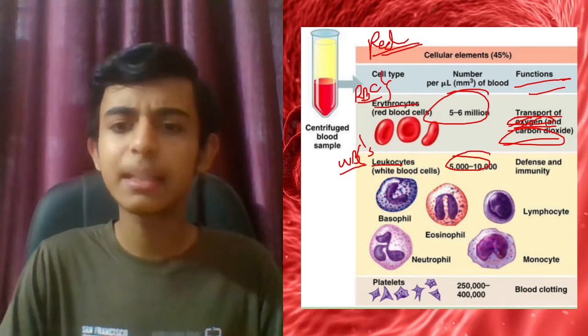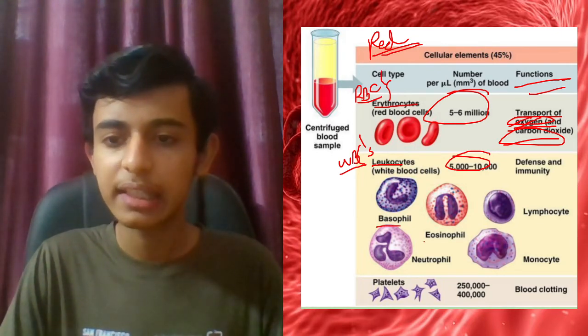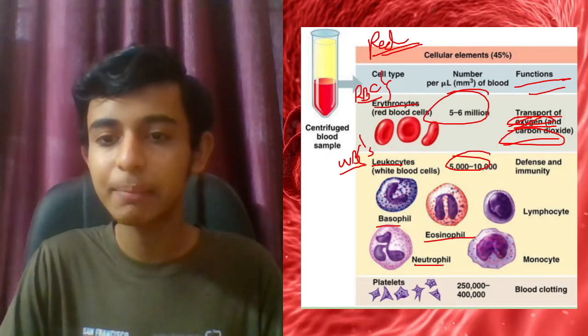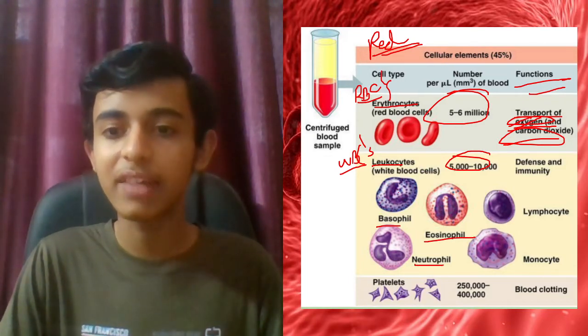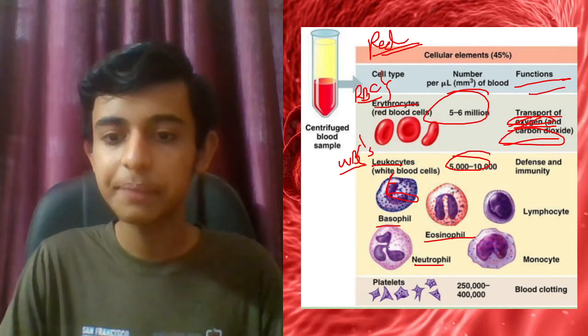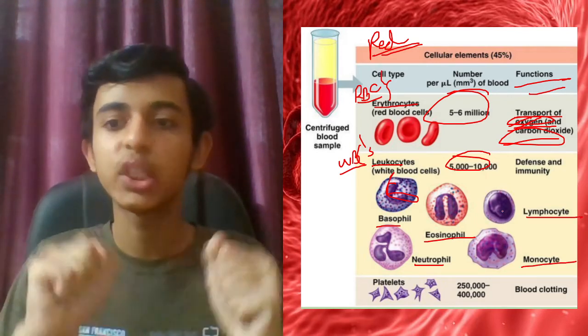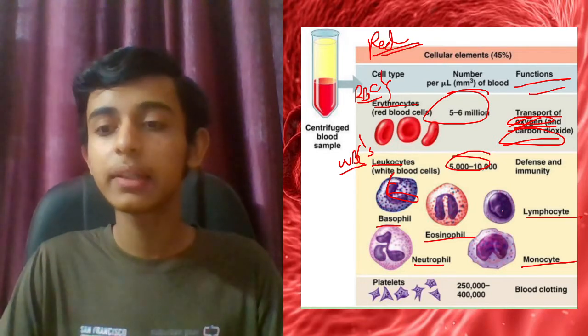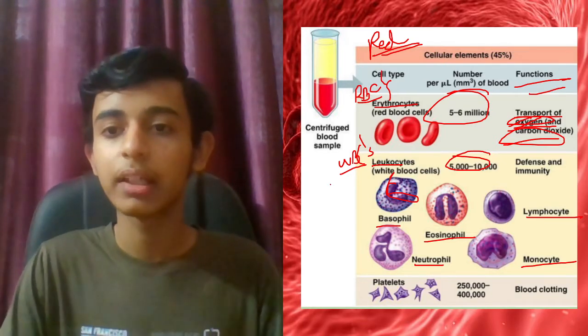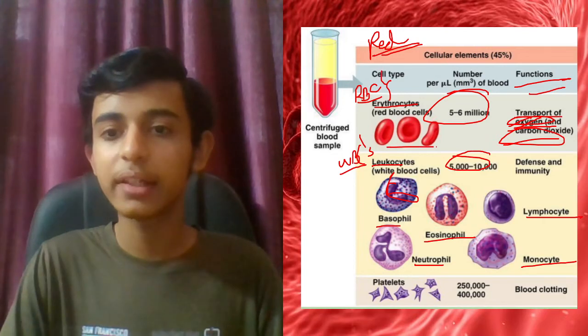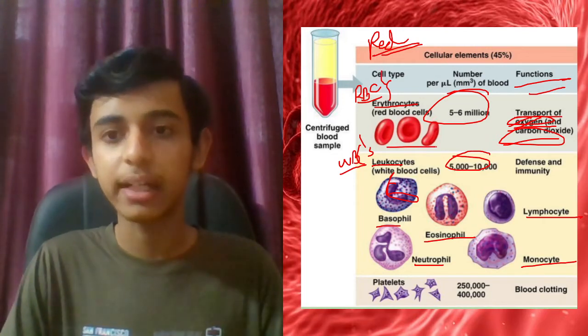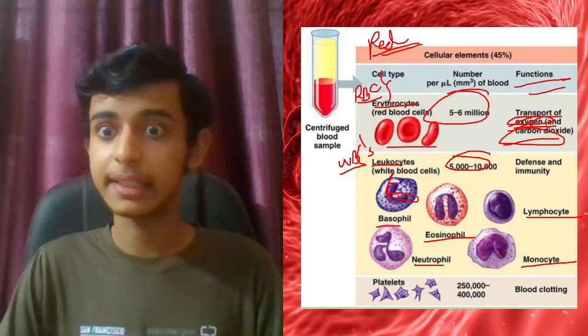Now there are various WBCs like basophils, eosinophils, neutrophils. You are able to see they are granulated. They have granules. Are you able to see? And these lymphocytes and monocytes have a very huge nucleus. With this nucleus, I also want to tell you that RBCs are red in color, but there is no nucleus in RBCs.